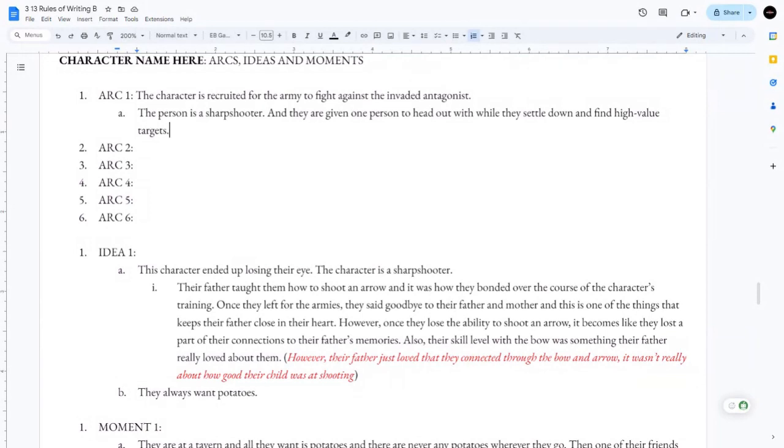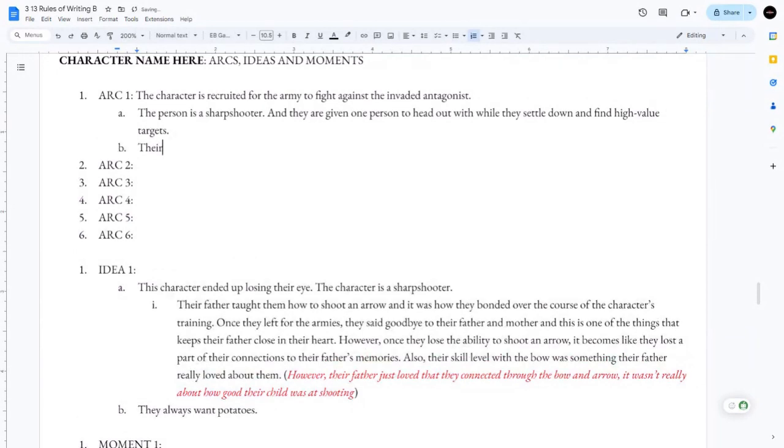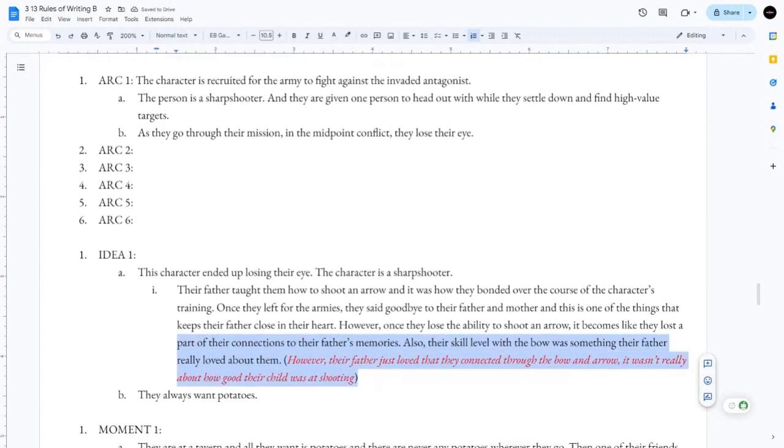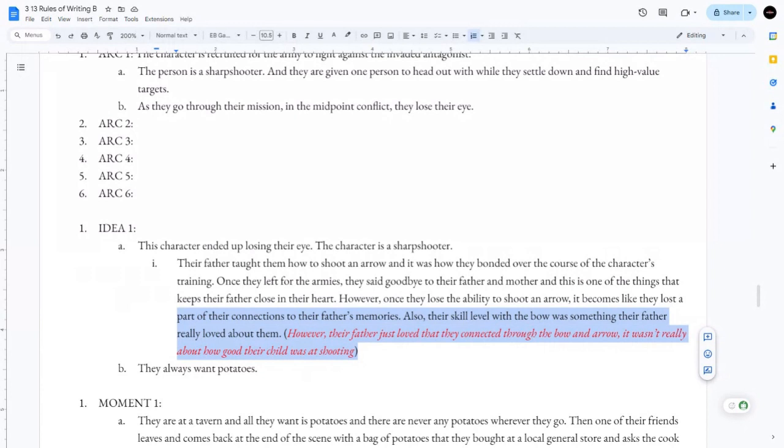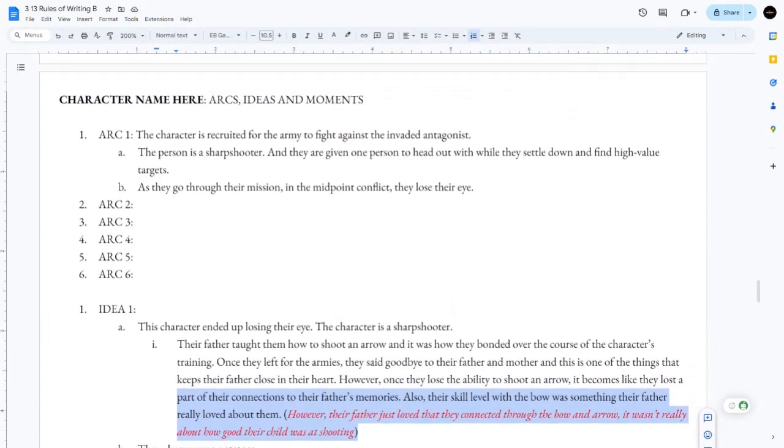Additionally, as they go through their mission, in the midpoint conflict, they lose their eye. Ha ha! All right. So that'll help reveal, because now we can deal with the emotional fallout, which is, oh, I lost my eye. I can't be a sharpshooter. My father, you know, they loved me, and this was the only thing they appreciated. Now I don't have anything, right?